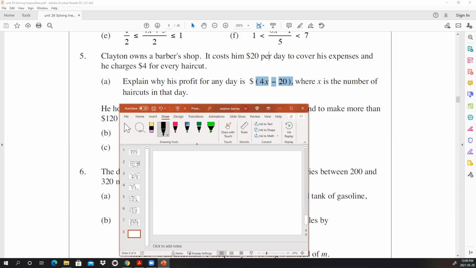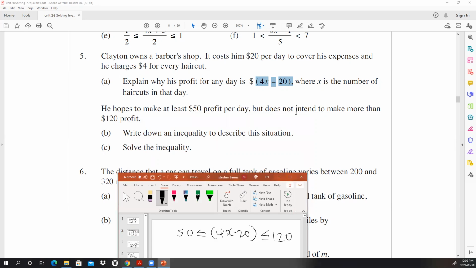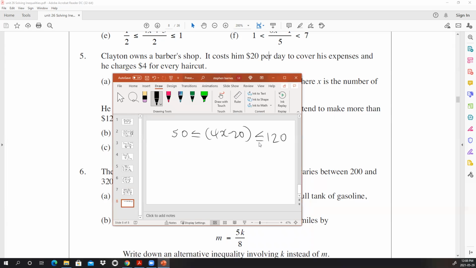So we're going to quickly look at this. So it's a 50. So that means his profit has to be at least 50. And I'm not going to push it above 120 for the day. And I solve for this. Does not intend to take more than, right? That gives you the idea that he's willing to take 120, but no more than 120. So this less than or equal to 120 can work.